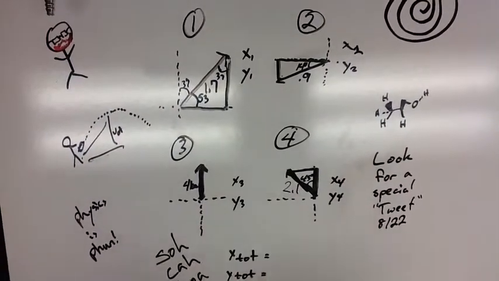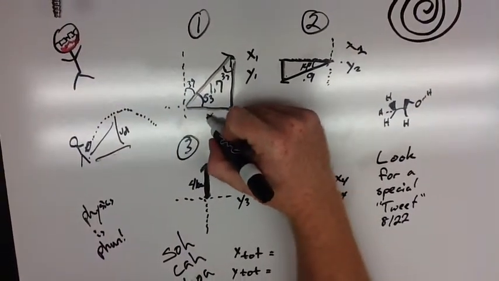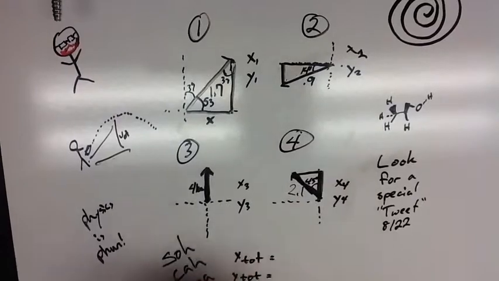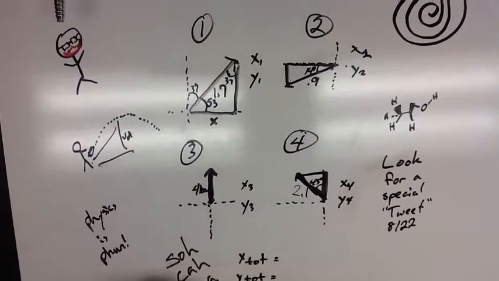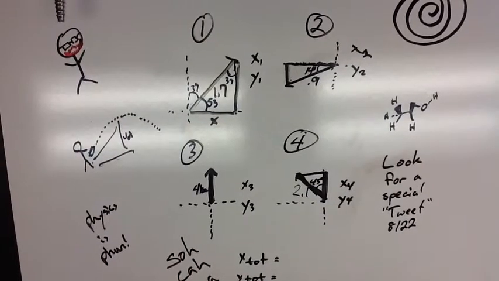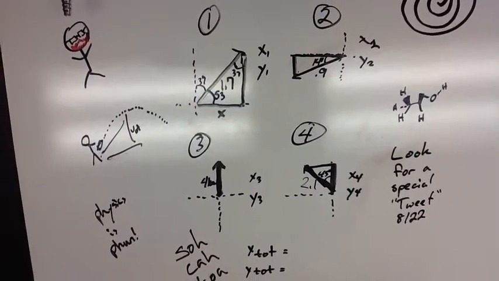All right, so the first one, I'm going to solve for x. So my x is right here. When I solve for my x, that's my adjacent side. Okay, so since that's my adjacent side, which one am I going to use? Since it's adjacent, I'm going to use the CAH.